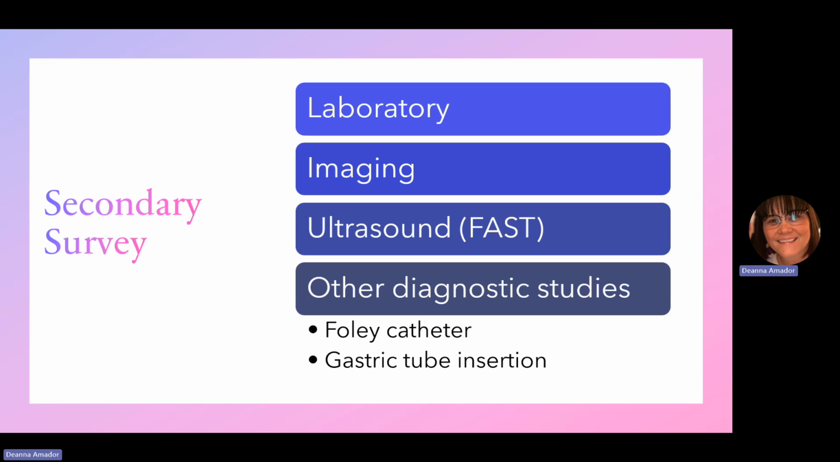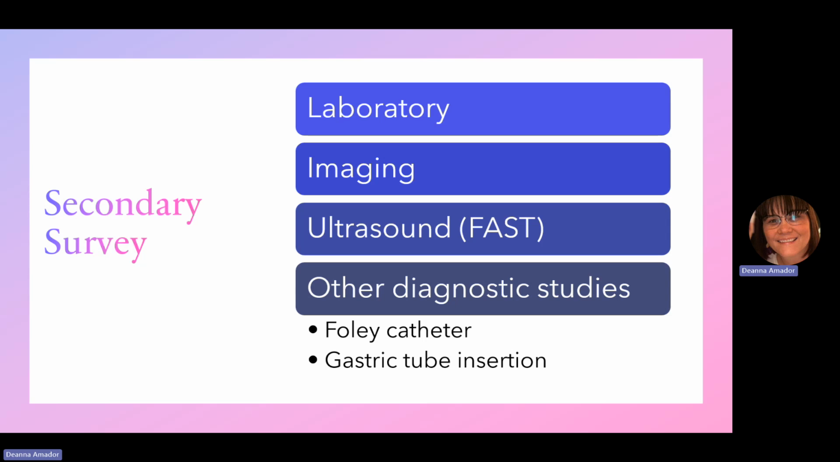Okay, so after all of that, we're going to start our secondary survey. So we're done with the primary survey, which was done very fast. Now we're starting on our secondary survey. And during this, we do further things like laboratory imaging, ultrasound, and any other diagnostic studies. This is what we do.